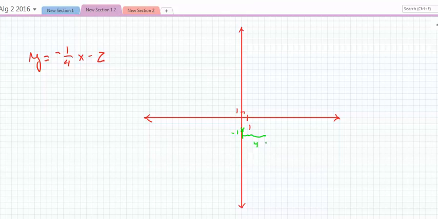And then I can go down 1, right 1, 2, 3, 4. Down 1, right 4. This will help me get a nice straight line that's accurate. And I can also go backwards. Up and left, 1, 2, 3, 4. Up 1, left 4.